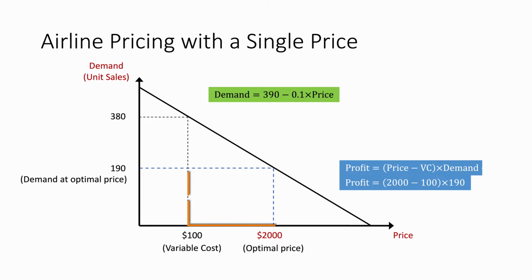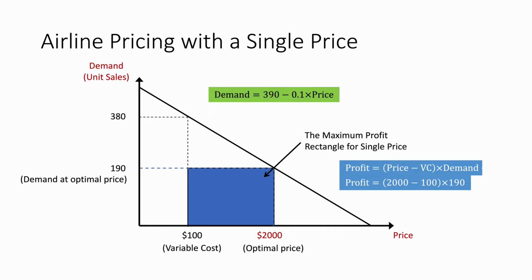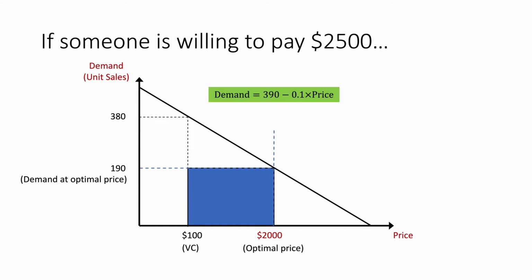Visually, the maximized profit at optimal price is the size of this rectangle area. So that's the maximum profit when you charge a single price. Let's take a further look at people with different willingness to pay on this demand curve. Now the price is $2,000.